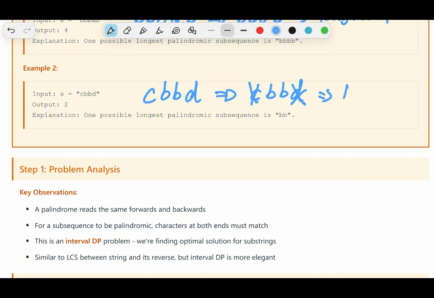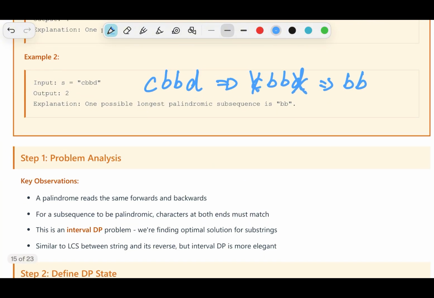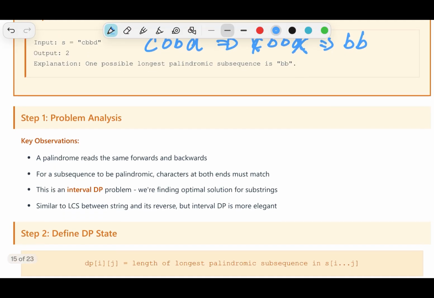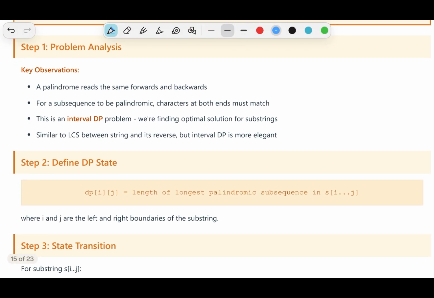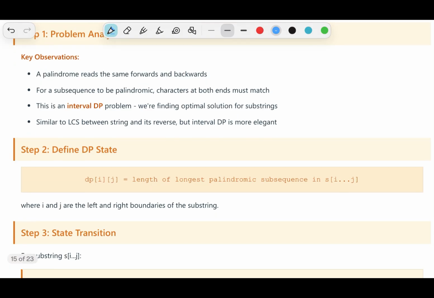Step 1. How do we even approach this? Palindromes are all about symmetry. The first and the last characters have to match, and then the stuff in the middle also has to be a palindrome. We are dealing with the optimal solutions over an interval of the string, from some start i to some end j. That's why the problem is screaming interval DP.